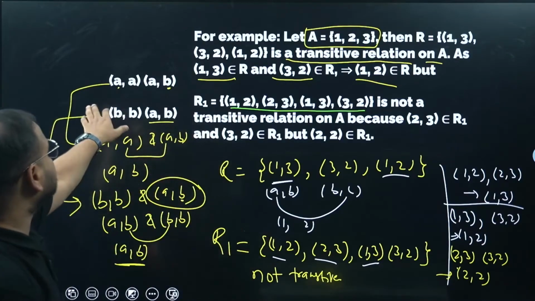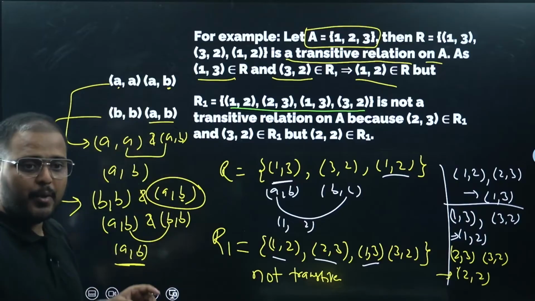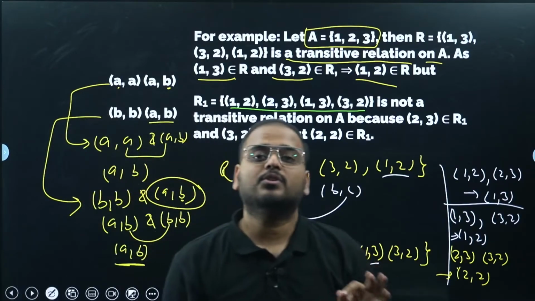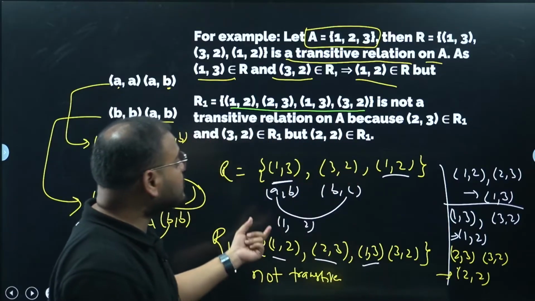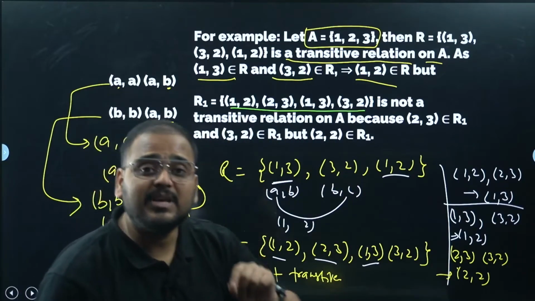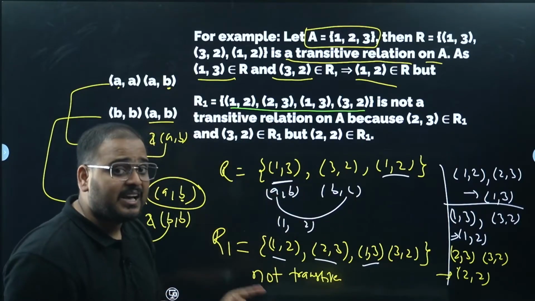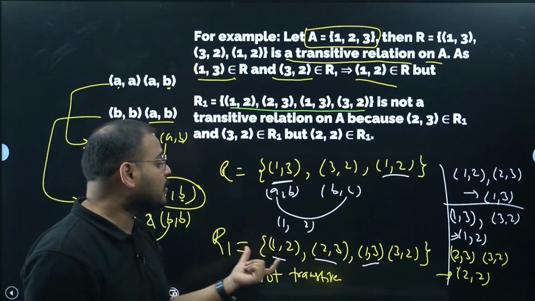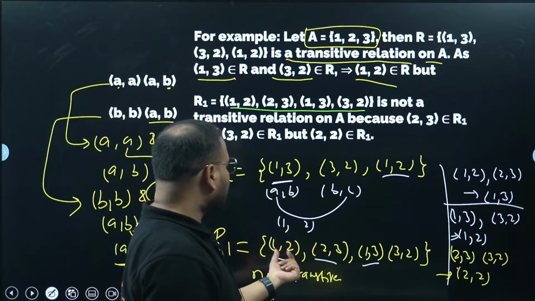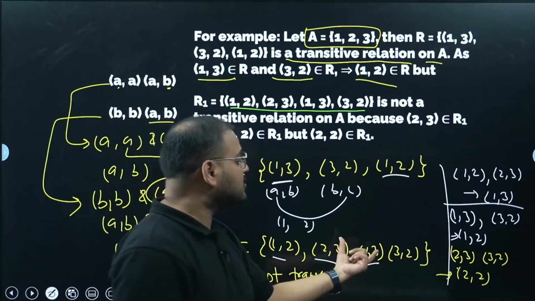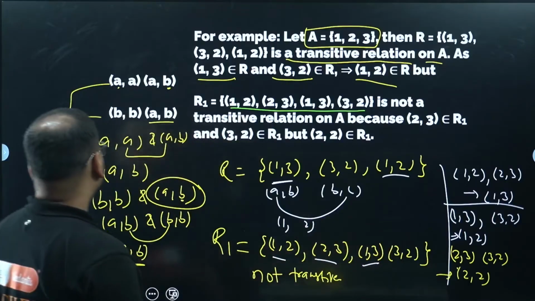So whenever you have these two formats, AA, AB, BB, AB, you don't need to check anything. Only check for AB, BC, AC. Remember that. And check for all the elements; don't miss out on anything. You did the first two right, the second two right, but this two was not true. So hence it is not transitive.